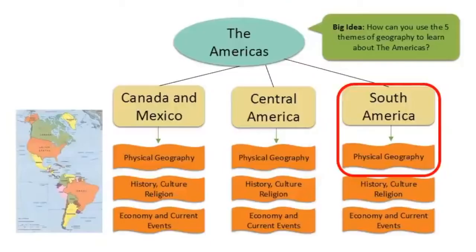Looking at our unit flowchart, we can see where we've been and where we're going. We've already covered Canada, Mexico, and Central America. We're now beginning our study of South America.